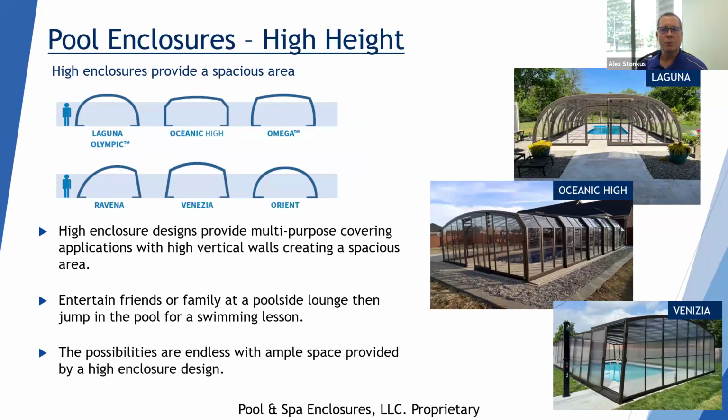So what you're looking at here is, let's say, the Laguna model, which I had mentioned before, is one of our most popular models. Reason being, because of the contour and shape of it, it's good for wind and snow loads, versus the Oceanic High, which has a relatively flat roof. So not so good for wind and snow loads.